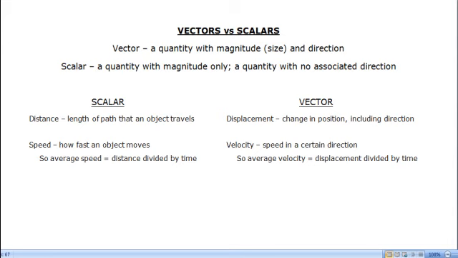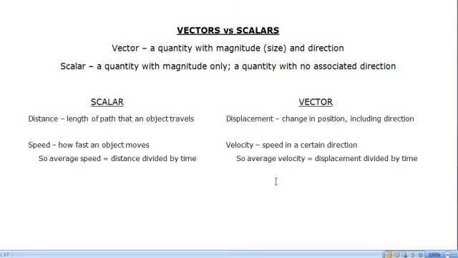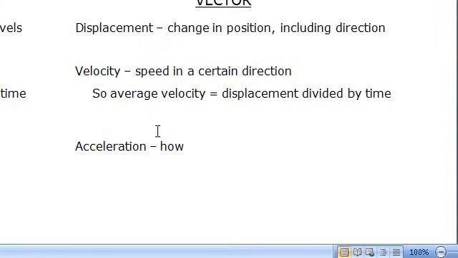Now that you've thought about it, I hope you've decided that acceleration seems like a vector, since acceleration means how fast velocity changes, and velocity includes the concept of direction, then acceleration also needs to include the concept of direction.